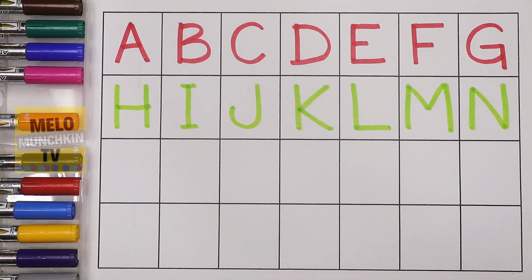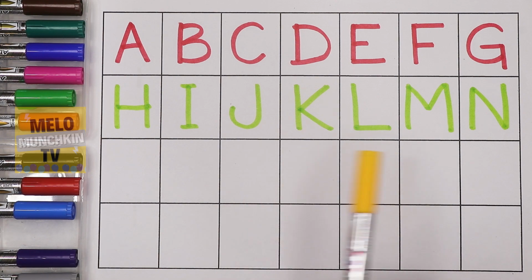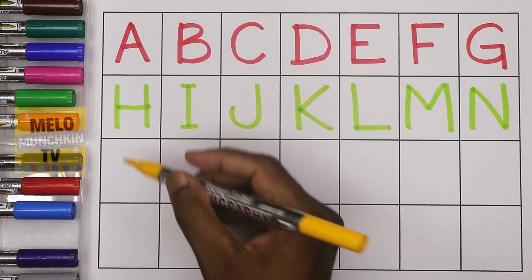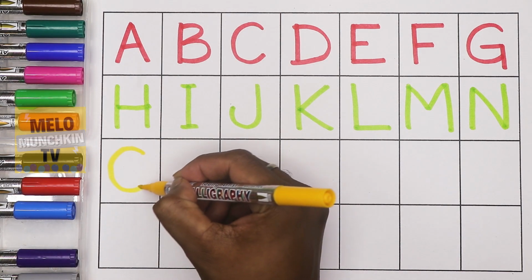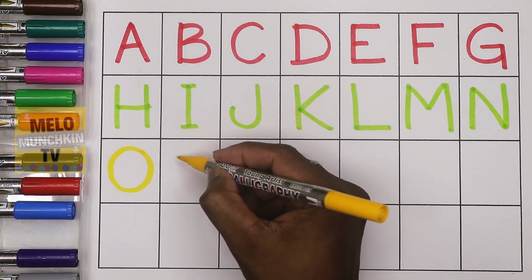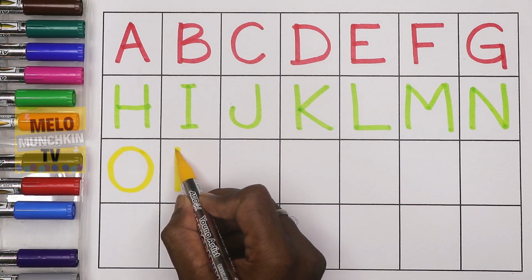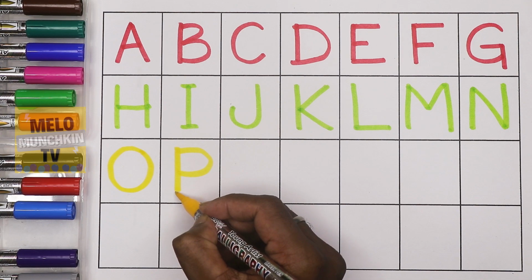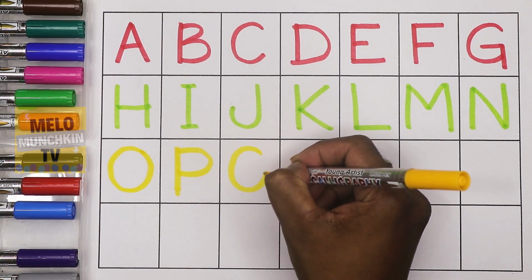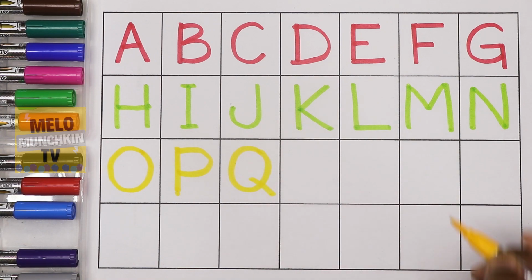Now I'll take yellow color to write the third line. So after N it is O for orange. P for peacock. Q for queen.